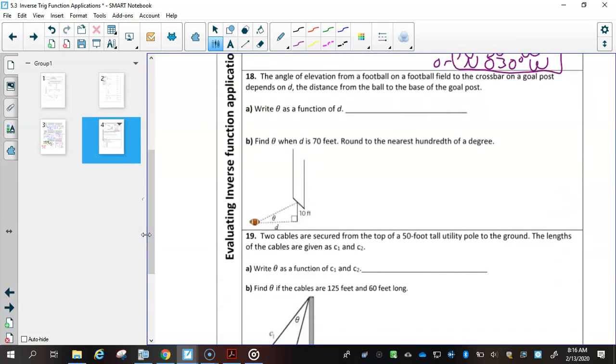I will say that these 3 problems are on your study guide. Different numbers, but same setup.